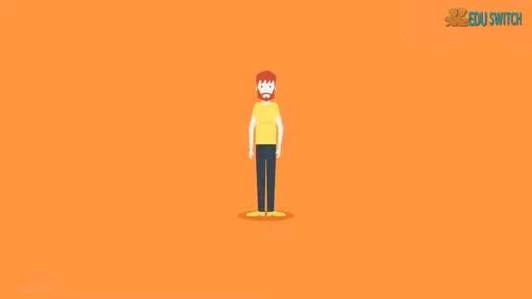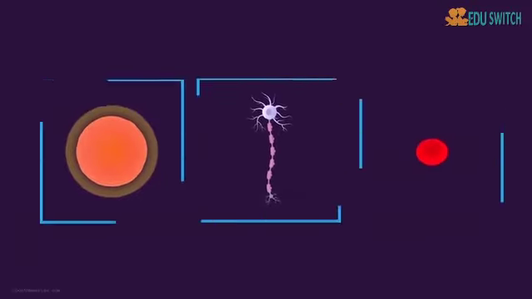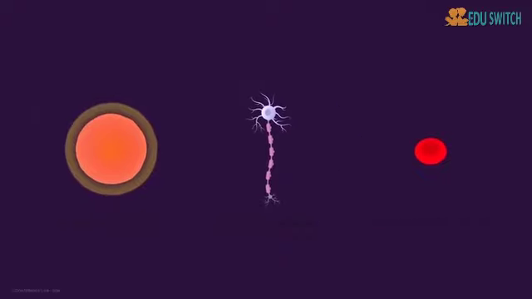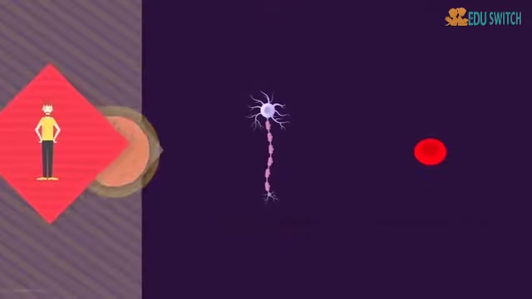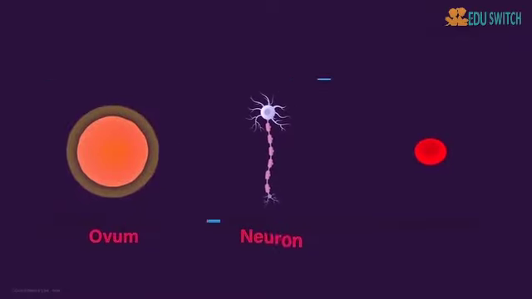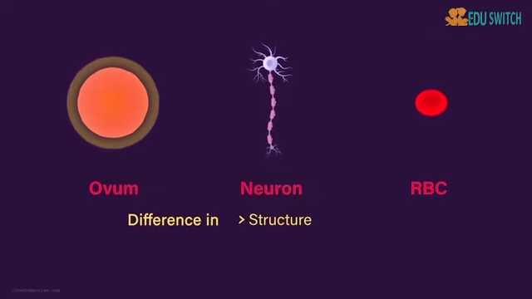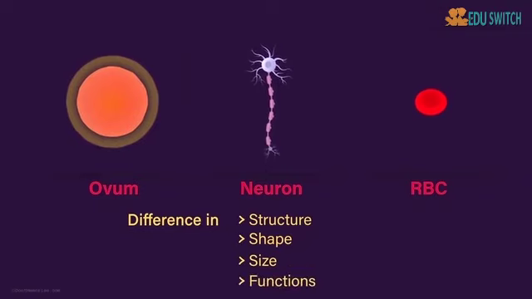There are many cells in our body, and so are their types. Look at these cells, for example. These look so different, but astonishingly, all three are a part of our body. This one is an ovum, this is a neuron, and the last one is a red blood cell. Their structures, shapes, sizes are totally different from each other, and so are their functions. This is how various types of cells come together in different numbers to form our body.